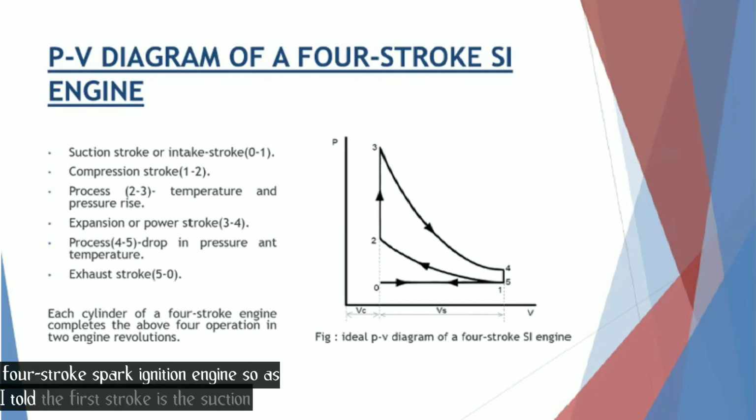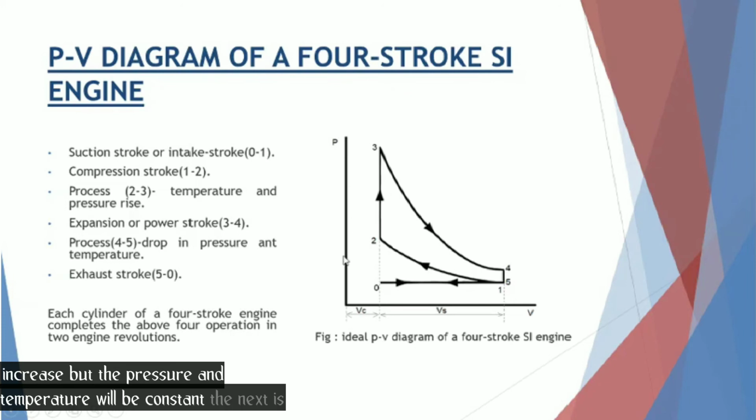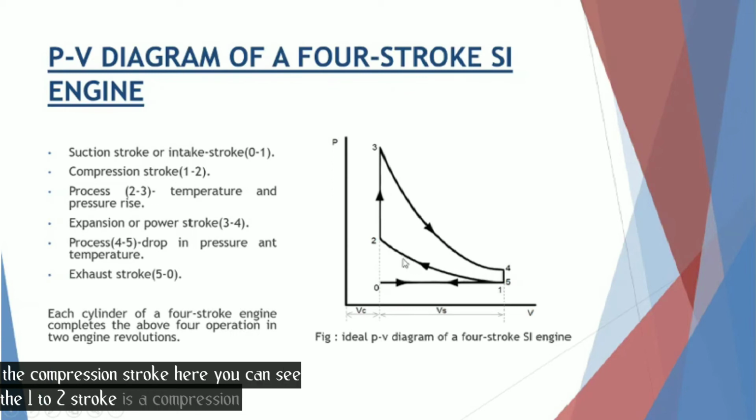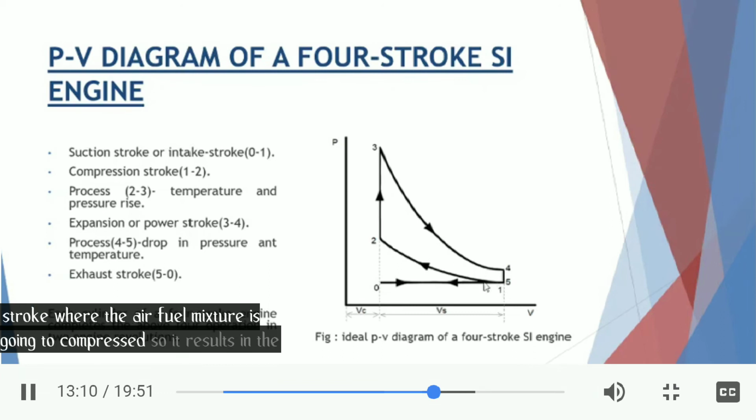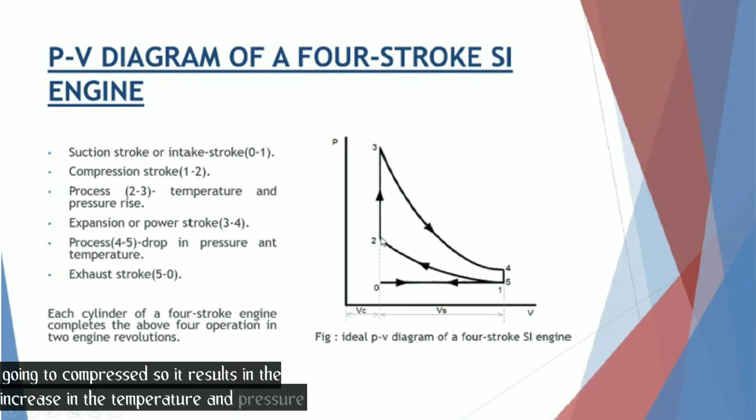So as I told, the first stroke is the suction stroke, where the air-fuel mixture is going to be sucked inside the cylinder. In this stroke only the volume is going to increase, but the pressure and temperature will be constant. The next is the compression stroke. Here you can see the 1 to 2 stroke is a compression stroke, where the air-fuel mixture is going to be compressed. So it results in the increase in the temperature and pressure.